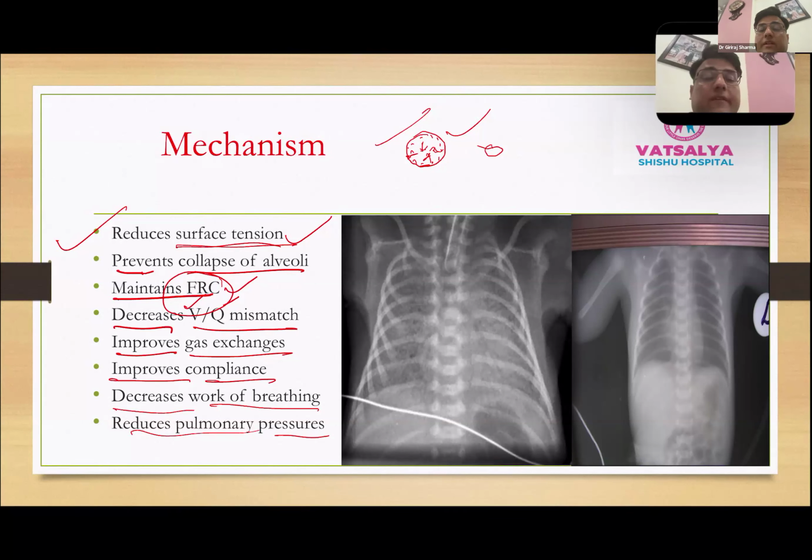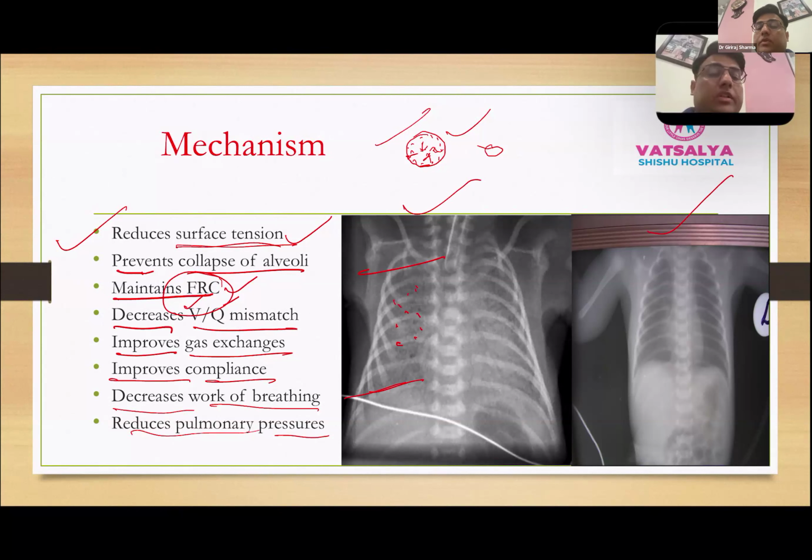Here in the X-ray we can see this is before surfactant, this is after surfactant. Before surfactant, the lung volumes are low, and there is a reticulogranular pattern. The reticulogranular pattern happens because of collapse of alveoli. Granules appear because of collapse of alveoli.